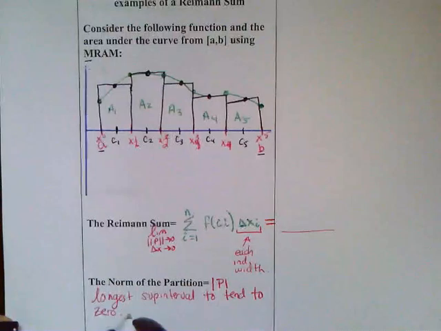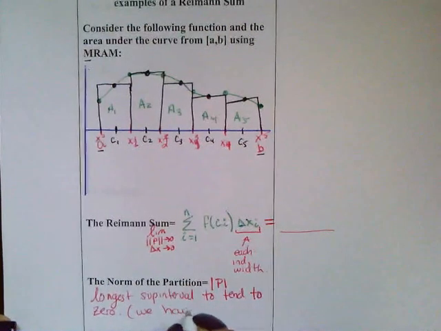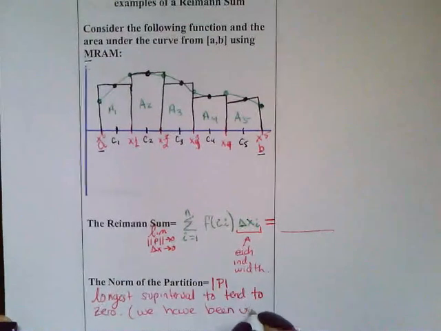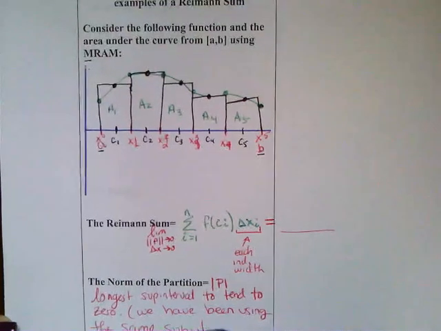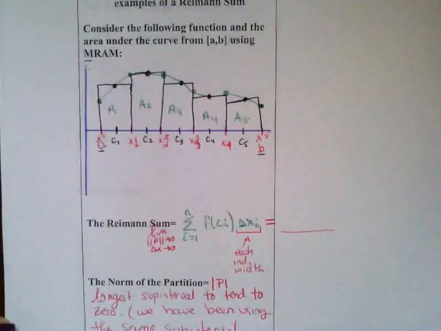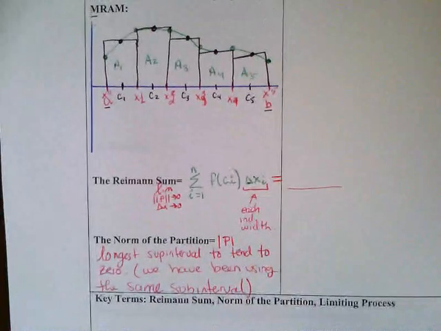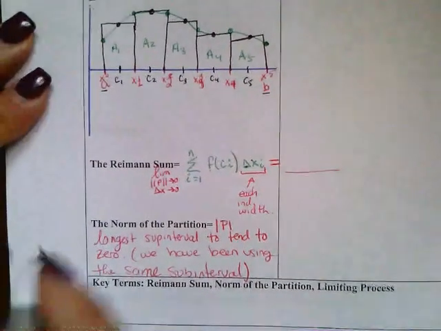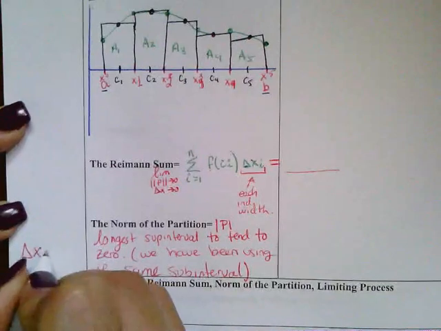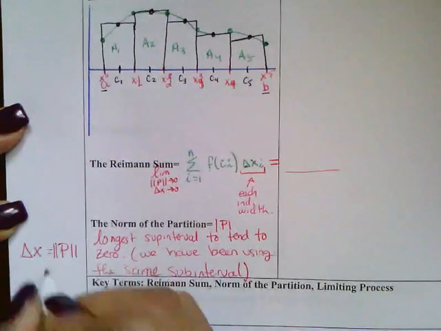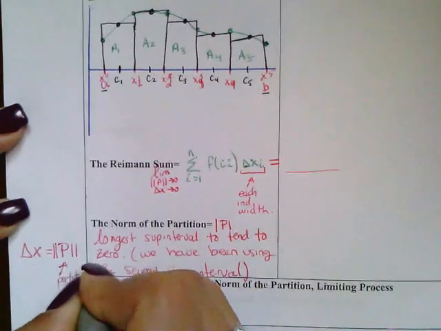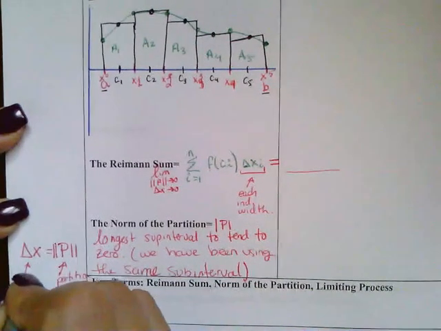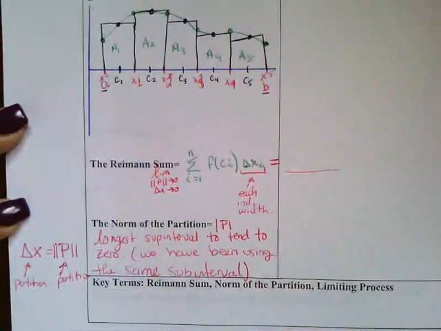All right, so we have been using the same subinterval, but it's not always going to happen. But we are going to be using the same subinterval, for the most part. So just remember that change of x from now on and P basically mean the same thing. This is the partition, and change of x is also the partition where we are taking our slices.